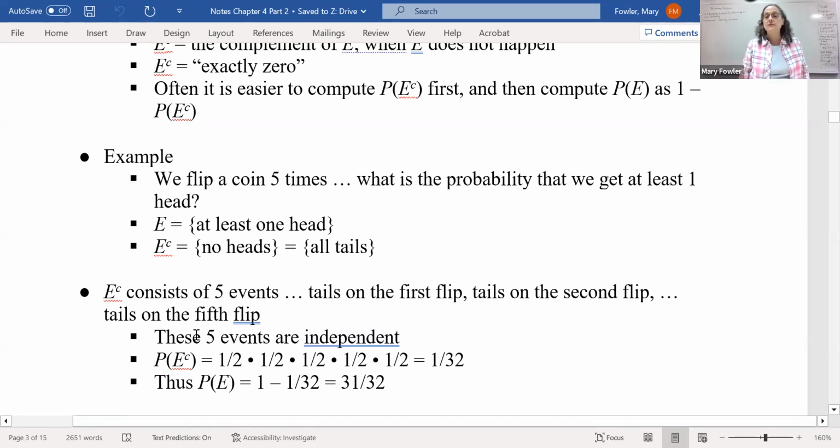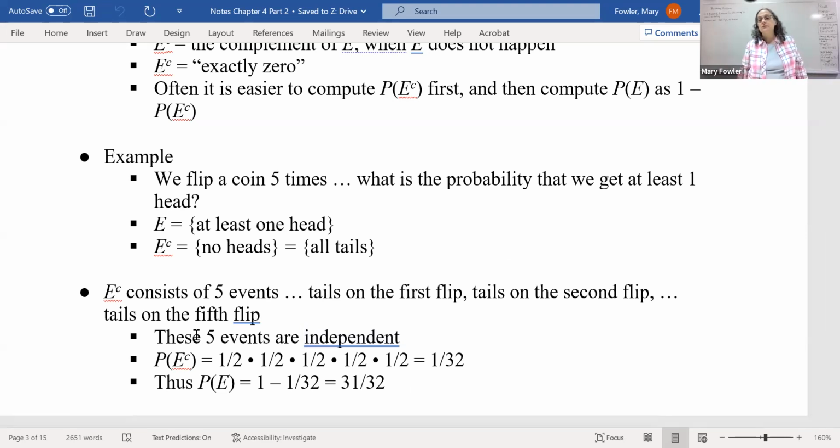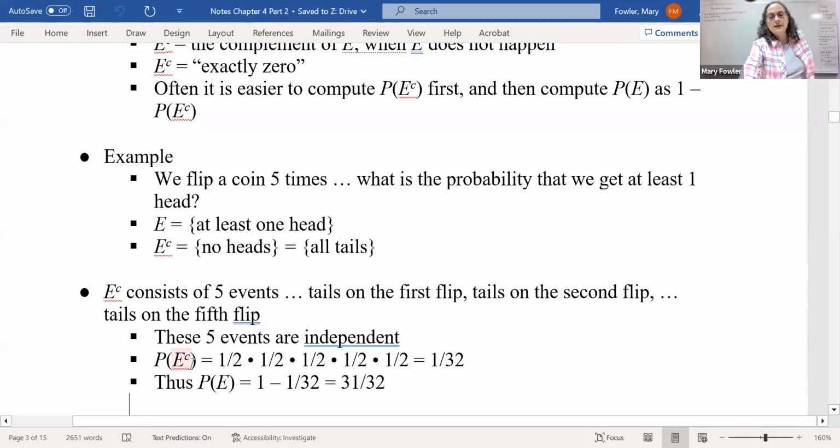Since the events are all independent, that is, the result of the first flip of the coin does not affect the probability of a tail in the second flip, then we know that the probability of E complement is a half times a half times a half times a half times a half. And hence the probability of at least one head, the probability of E, is going to be 1 minus 1/2 to the fifth, or 31/32.